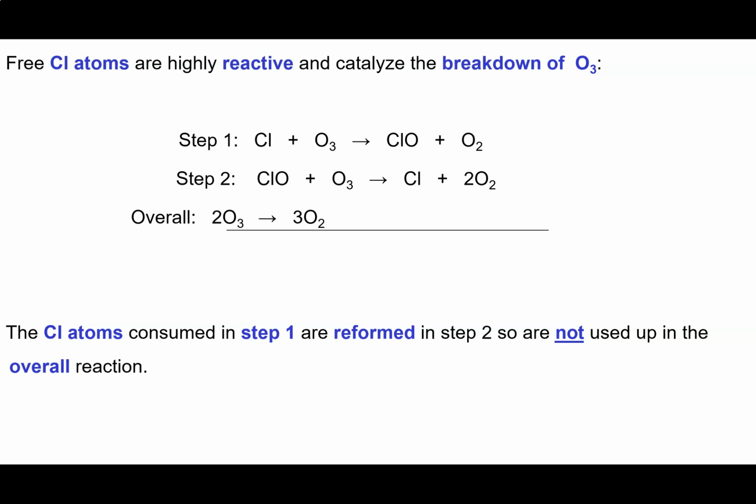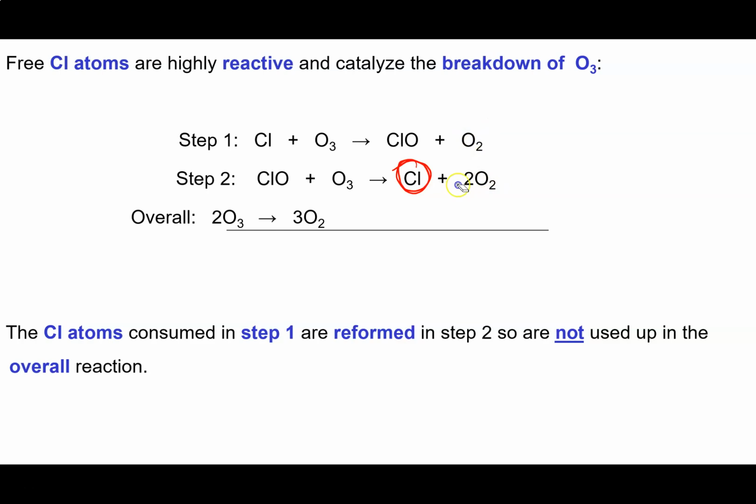It turns out that chlorine atoms, monatomic chlorine, catalyze the breakdown of ozone. In the catalyzed breakdown of ozone, an atom of chlorine reacts with an ozone molecule to form a molecule of ClO and a molecule of O2. In the second step, a molecule of ClO reacts with a molecule of ozone to regenerate the chlorine, and it makes two molecules of O2.